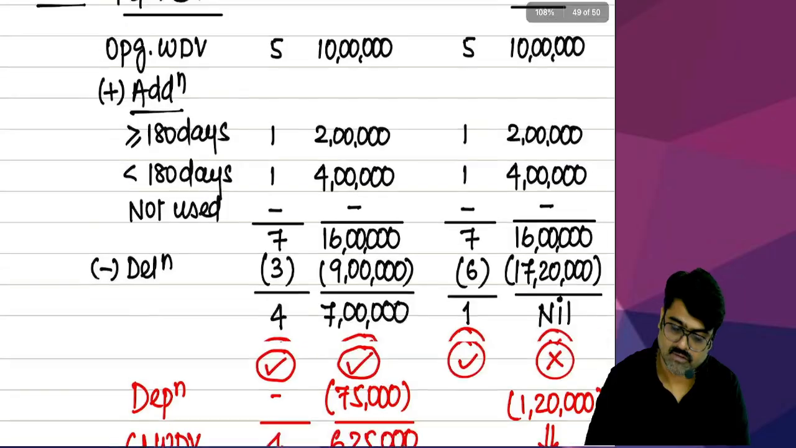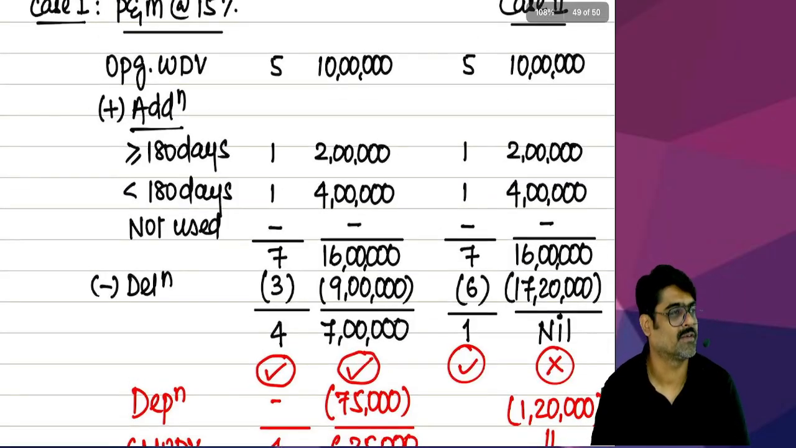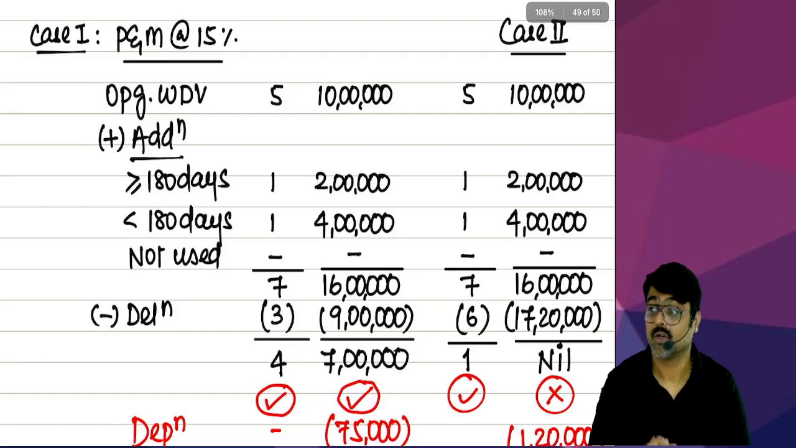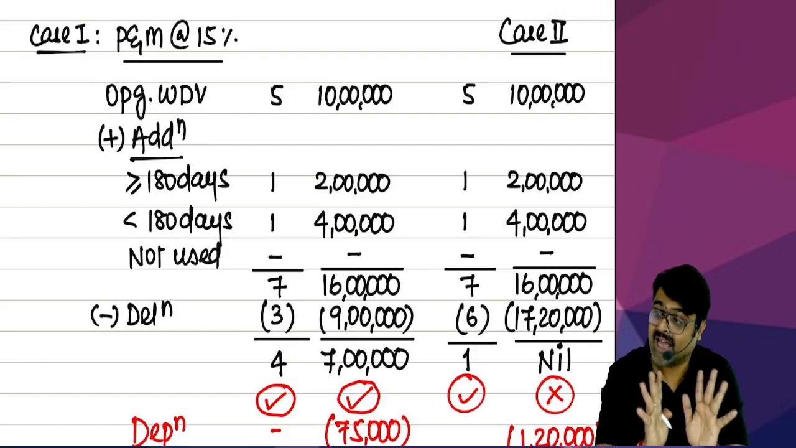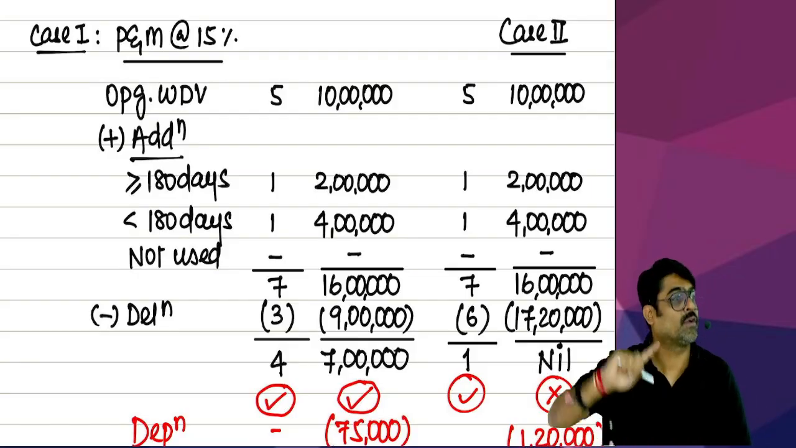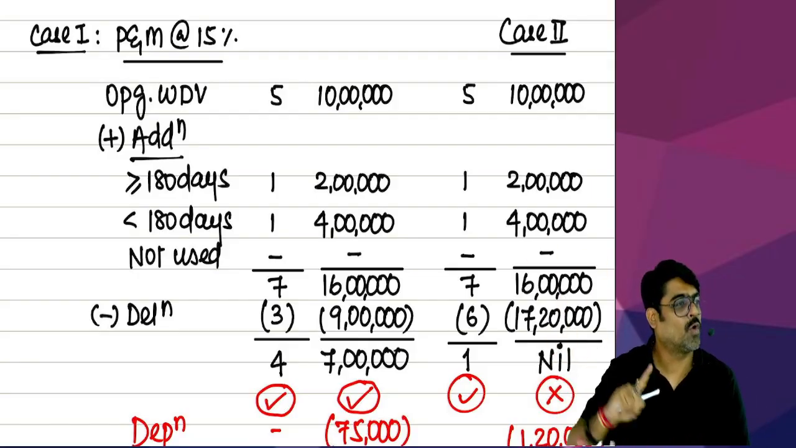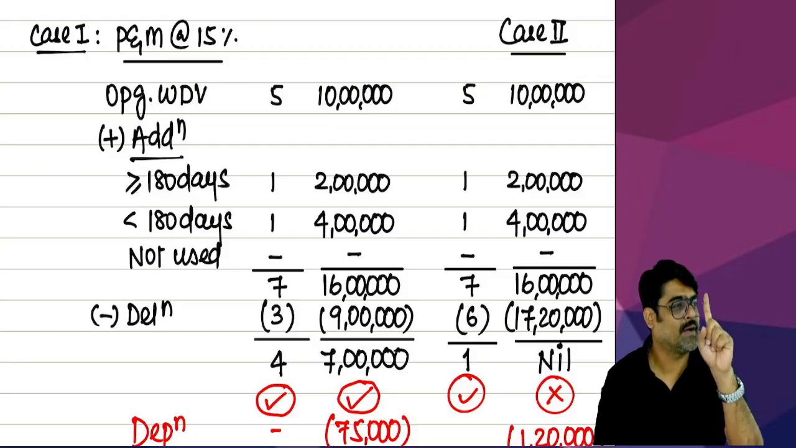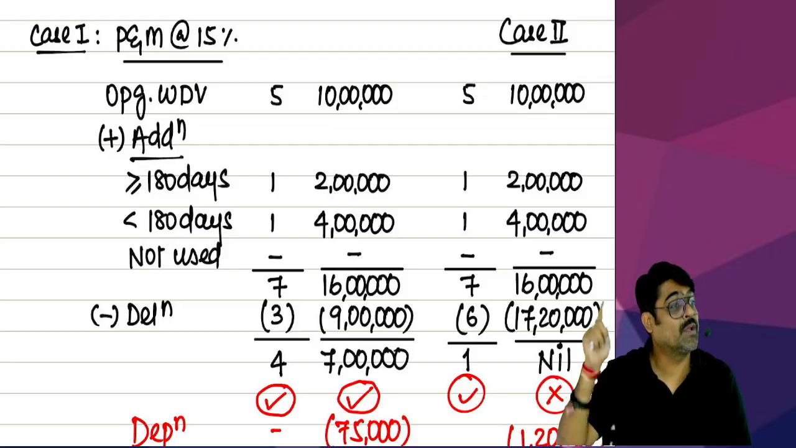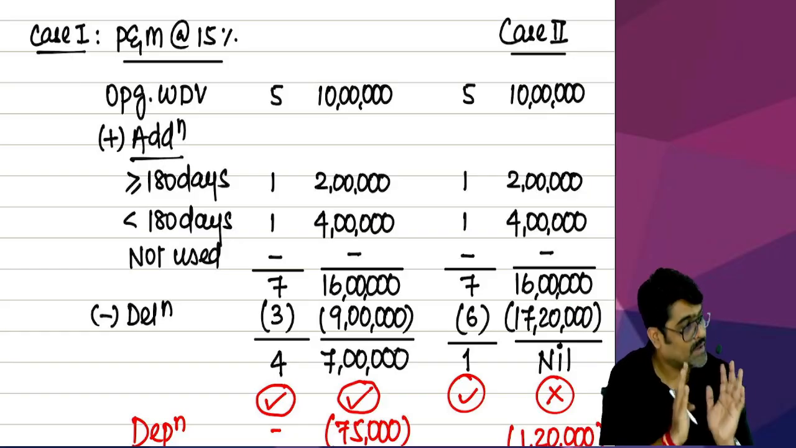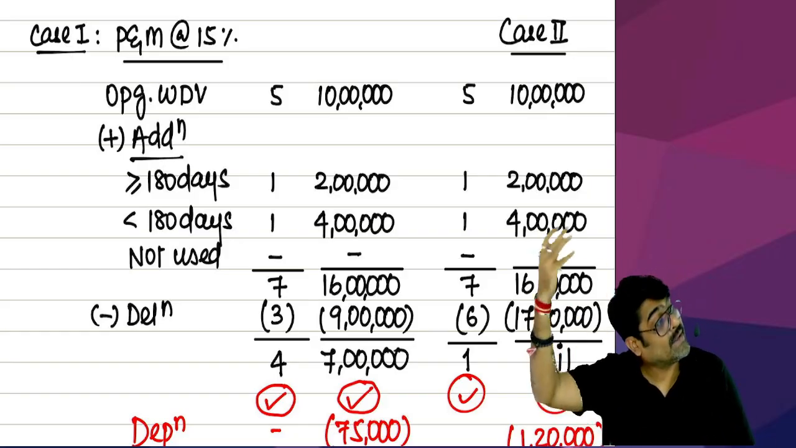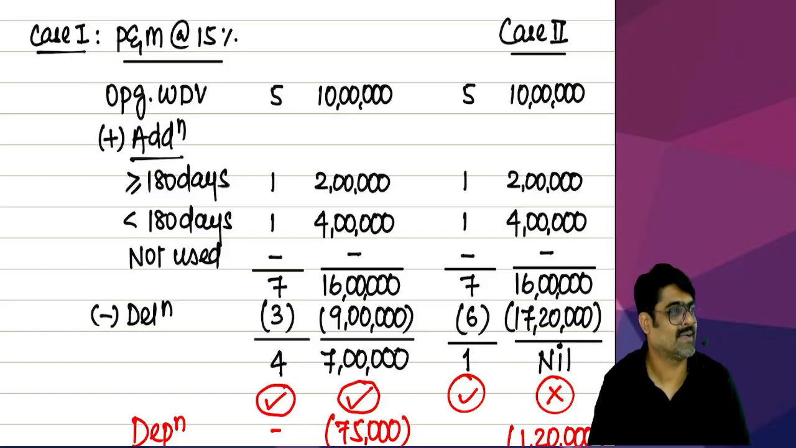Now in the second case, my question is, do you still have assets remaining in the block? Meaning, do you still have the block? Yes. So in the next year, opening WDV will be 1 asset, having how much value? Nil. And whatever additions will happen will be in this one only. Understanding?